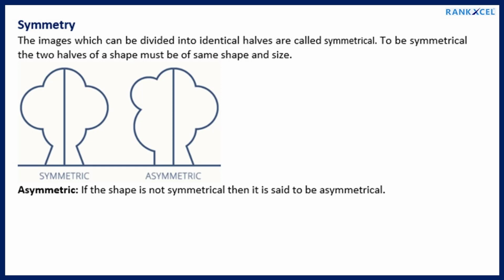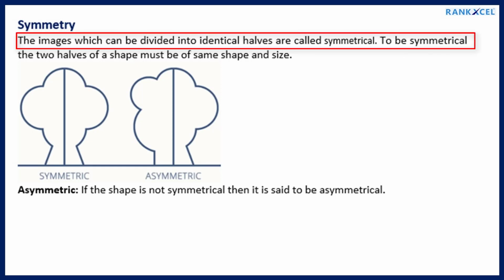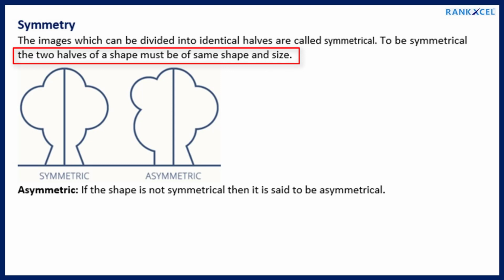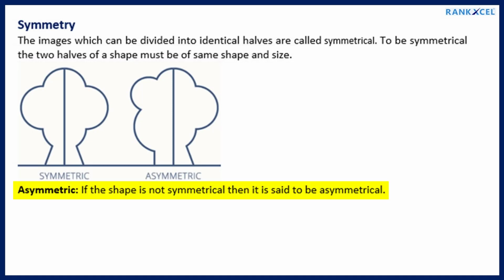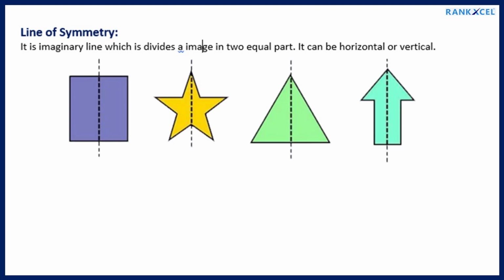Symmetry. The images which can be divided into identical halves are called symmetrical. To be symmetrical, the two halves of a shape must be of same shape and size. Asymmetric. If the shape is not symmetrical, then it is said to be asymmetrical. Line of symmetry. It is an imaginary line which divides the image in two equal parts. It can be horizontal or vertical.